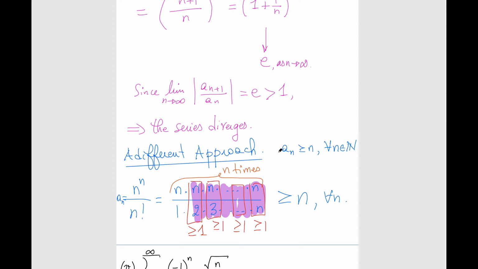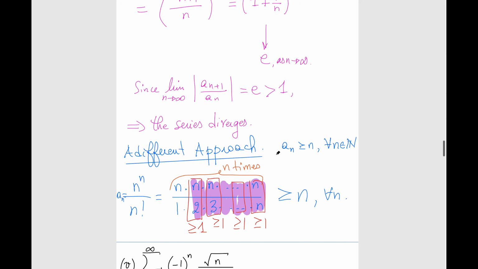But all that I care about is that the a_n's are not going to 0. They're blowing up. And if they're not going to zero, what happens to the series whose terms are those guys? It has to diverge by the test for divergence. Okay.